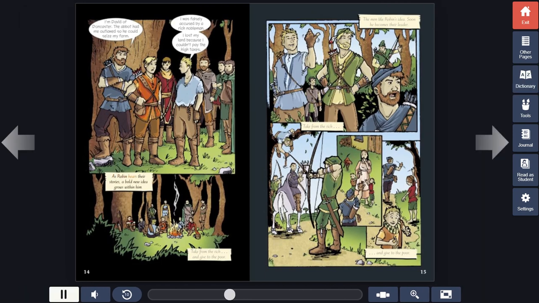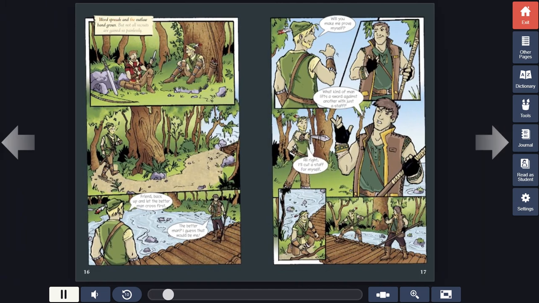As Robin hears their stories, a bold new idea grows within him. Take from the rich and give to the poor. The men like Robin's idea. Soon he becomes their leader. Take from the rich and give to the poor. Word spreads and the outlaw band grows. But not all recruits are gained so painlessly.